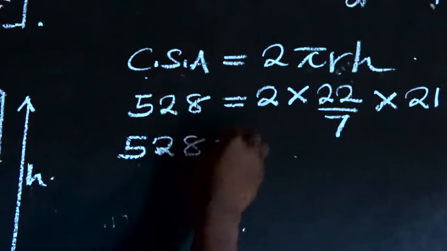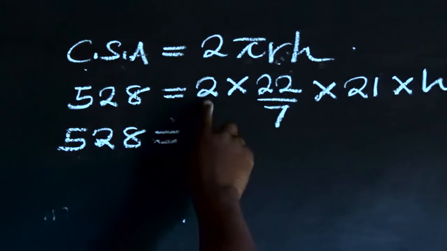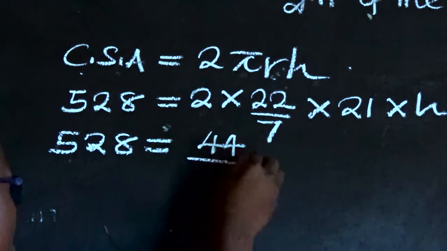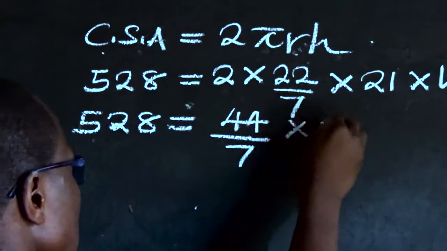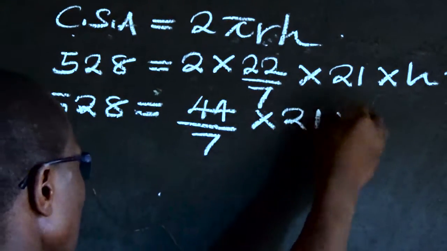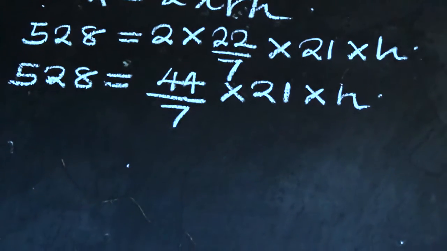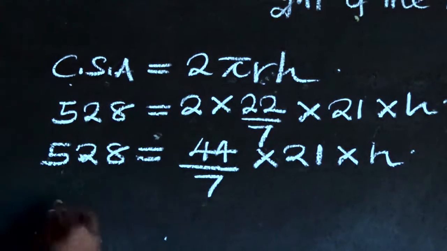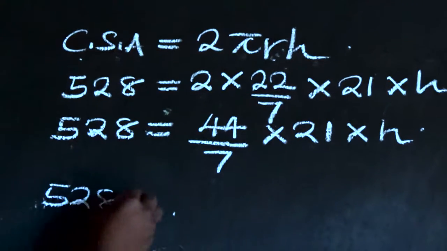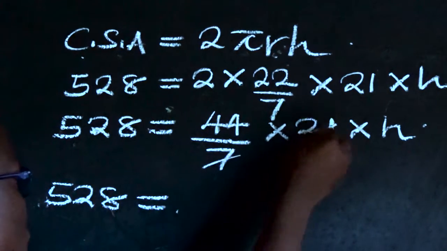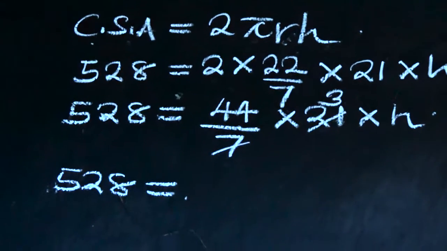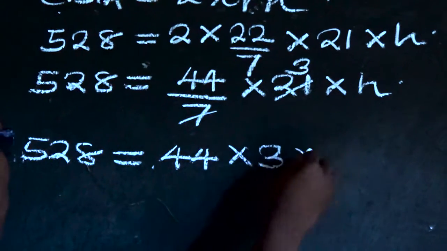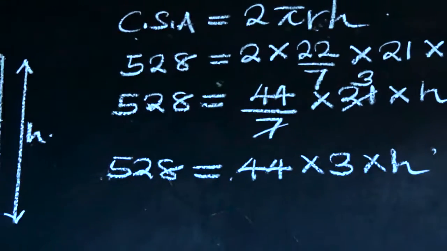So it's saying 528 is equal to 2 times 22, get what? 44 over 7 times 21 times h. Are we together, people? Now, 7 can go into 21, right? Yes. So 528 is equal to 7 into 21 is what? 3. Right? So we have 44 multiplied by 3 times h. Are we together?